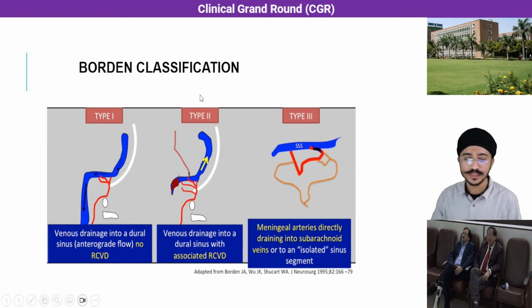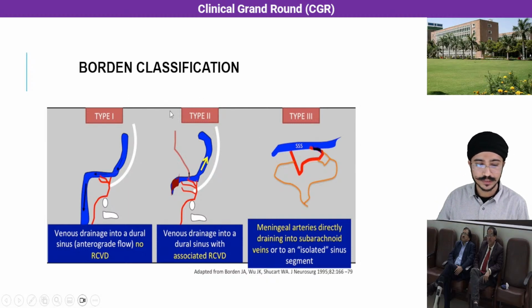Then the modern classification is relatively simpler. It has 3 subtypes. Type 1, where the venous drainage is directly into the dural sinus and there is preserved antegrade flow. In type 2, there is retrograde flow into the sinus with evidence of cortical venous reflux. And in type 3, the lesion is draining into an isolated sinus segment or into one of the subarachnoid veins.